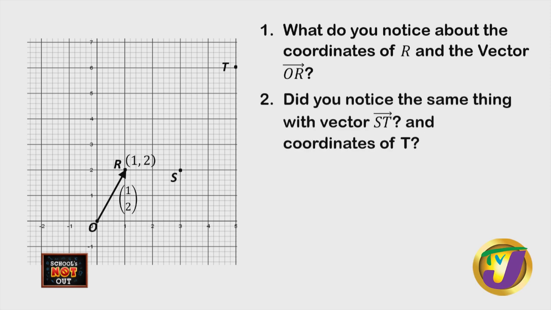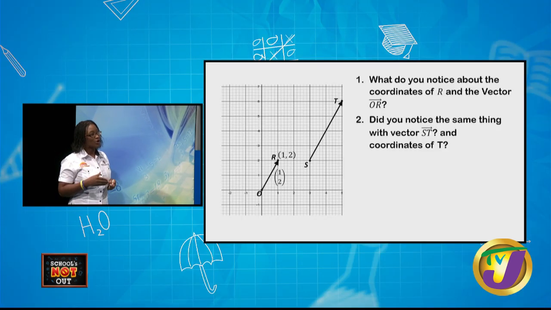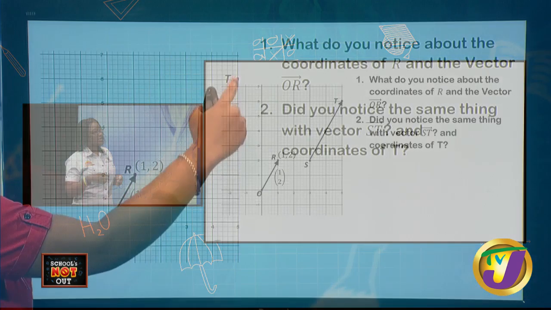Is it the same thing though for vector ST, in terms of the coordinates for T and the vector ST? I'm looking at the coordinate for T, and I'm seeing where that X value is 5 and the Y value is 6. But when I'm looking at the movement from S, I'm looking at a movement to the right of 2 units, that's a positive 2. And I'm seeing a movement upward of 4 units. So that's 2 to the right, and 1, 2, 3, 4 units upwards.